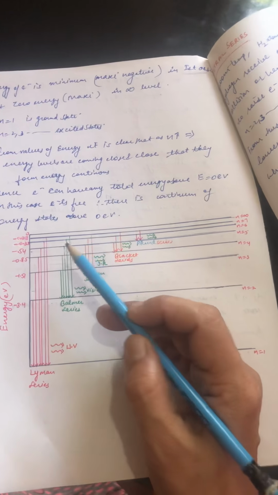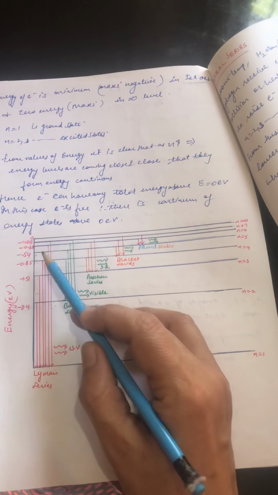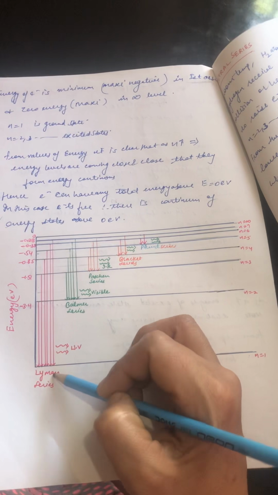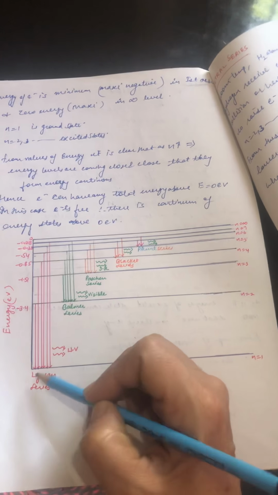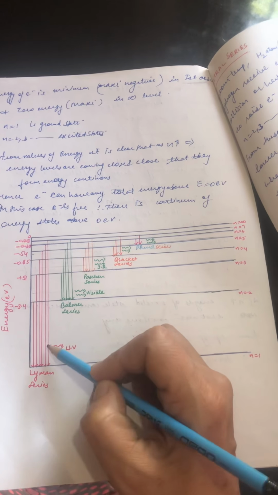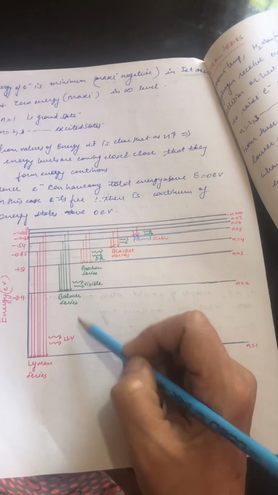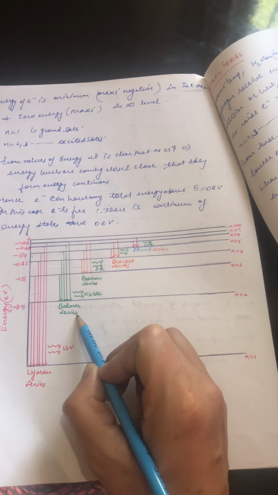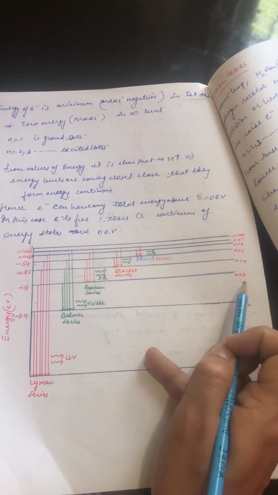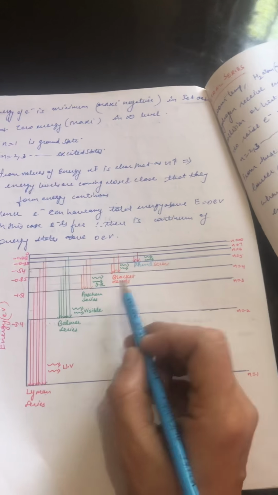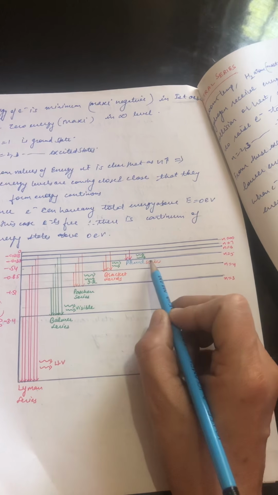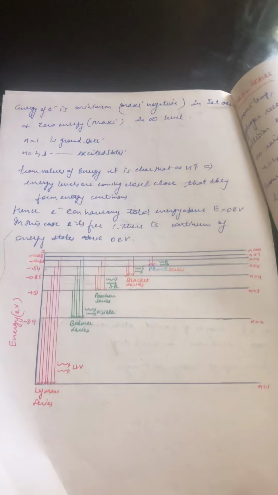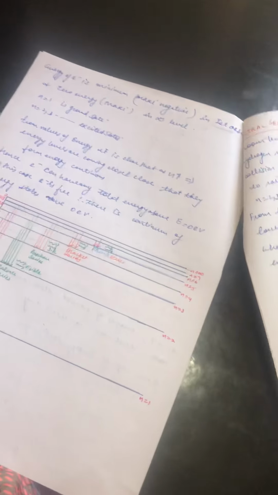So when an electron makes a transition from higher energy levels to the ground level, we obtain the Lyman series, and the photon is emitted in the UV region. Second is the Balmer series, and if it comes to energy level 3, it is the Paschen series. Coming to energy level 4, it is the Brackett series, and otherwise it is the Pfund series. So this is the diagram of the spectral series of the hydrogen atom.